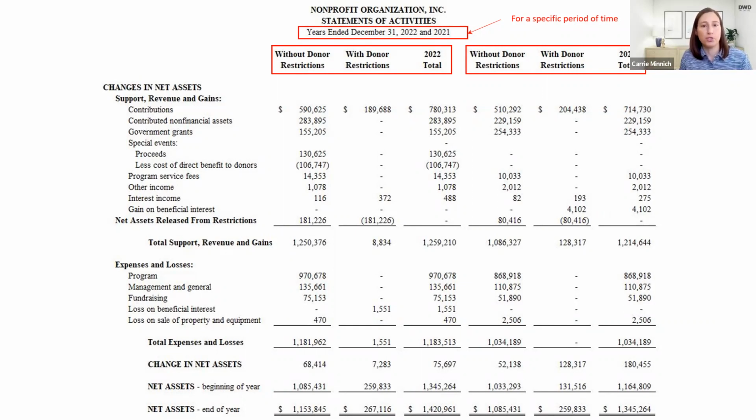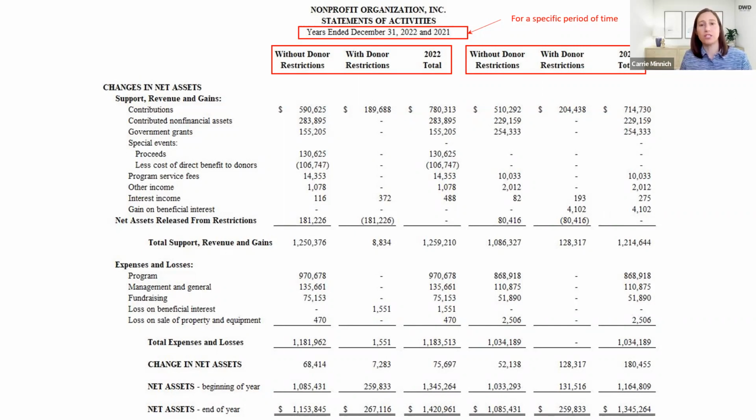So we have contributions. Obviously, that's when someone gives you a donation, and they don't expect anything in return. Contributed non-financial assets, that is in-kind contributions. Again, that is a new standard that went into effect for the June 30, 2022 year ends, so your December 31st, 2022 year ends will also see this this year. It's called contributed non-financial assets. That should be on a separate line than your regular contributions.